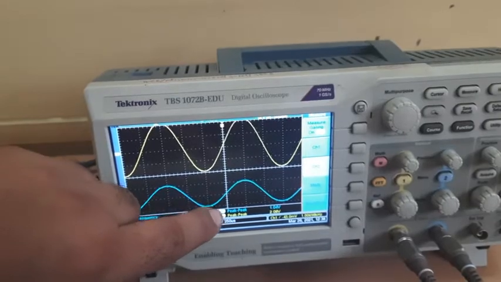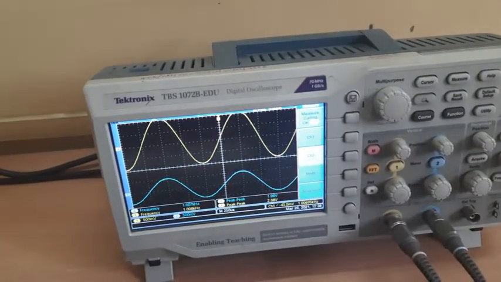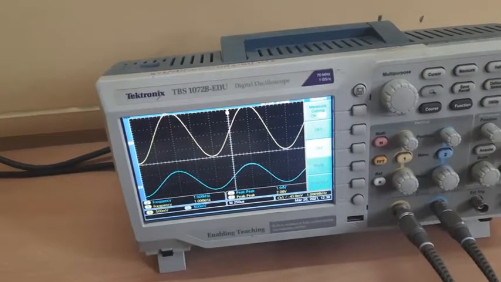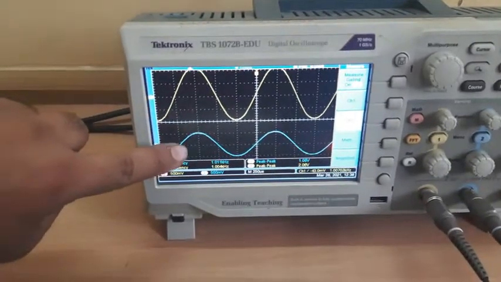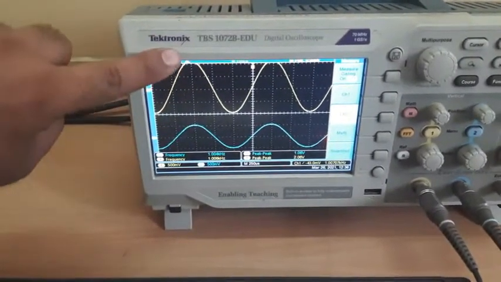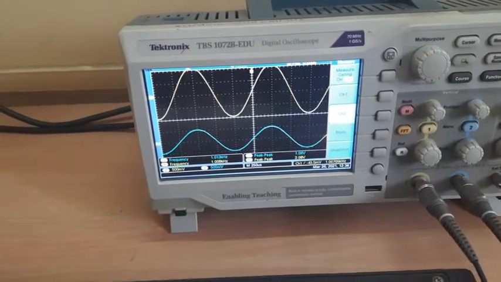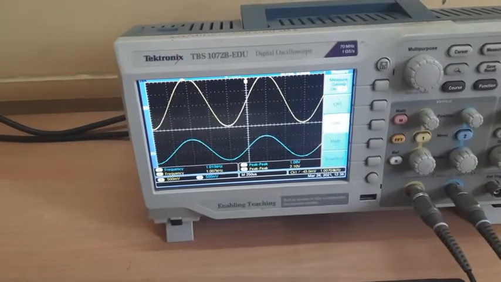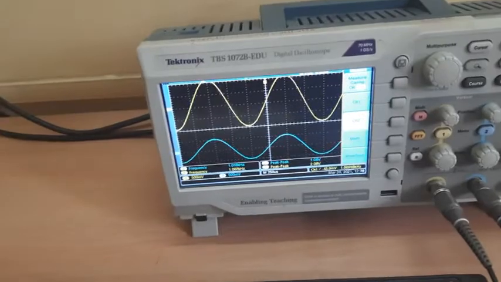The input sine wave is of 1 volt peak to peak, and the yellow one is 2 volt peak to peak, the output sine wave. It is in the same phase, so it is called a non-inverting amplifier. In an inverting amplifier we can observe 180 degree phase shift in the output phase.